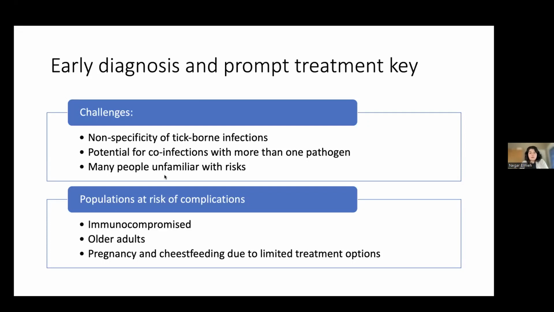And then there are also populations at risk of complications, primarily immunocompromised individuals and older adults, but we also want to consider pregnancy and chest-feeding individuals because there's limited treatment options for those people, which can put them at a risk of complications.